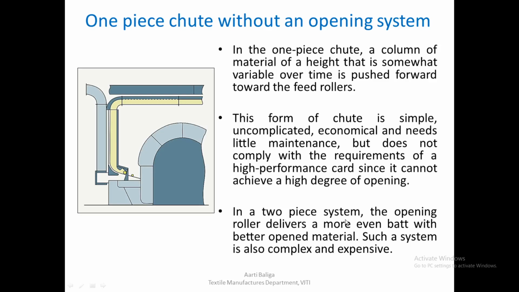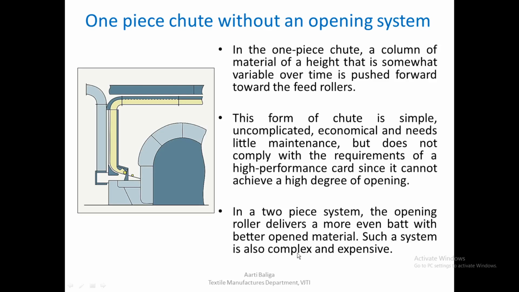In a two-piece system, which we shall see just now after this, the opening roller would be installed in the chute itself and it delivers a more even bat, or one can say a sheet, with better opened material.